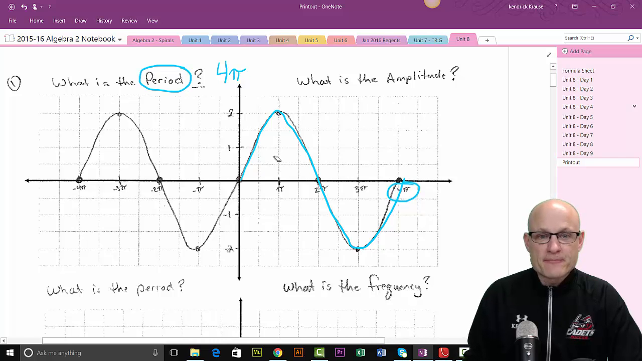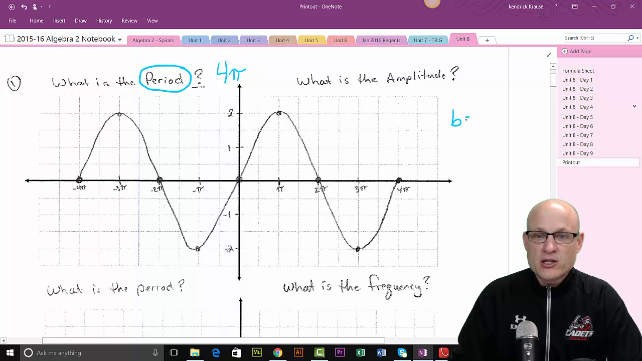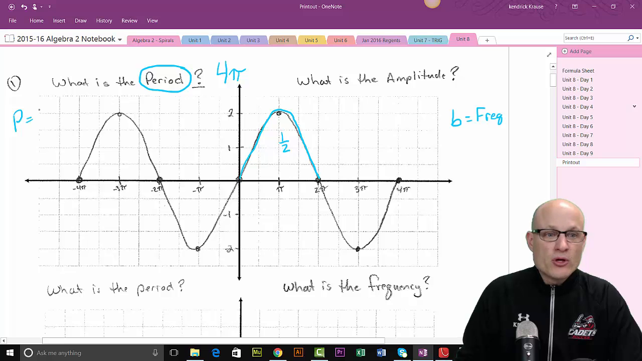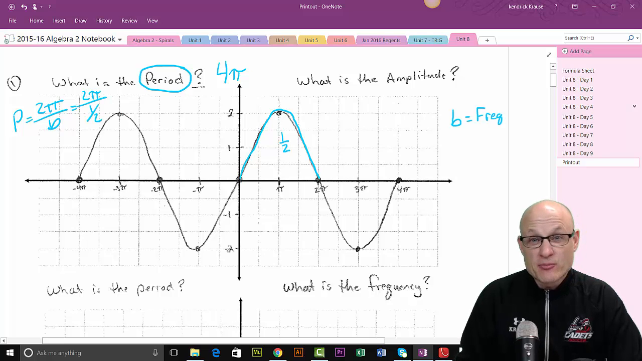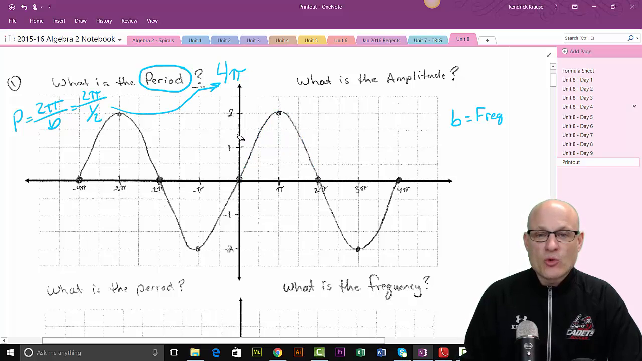I'm going to show you another way to do that. Another way is to figure out what B is. If you remember, B equals frequency, and frequency stands for the number of complete sine curves in 2 pi. How much of this sine curve do I finish in 2 pi? This is only half the curve in 2 pi. So period is also equal to 2 pi over B, in this case 2 pi over 1/2. Dividing by a half is the same as multiplying by 2, so I get 4 pi.